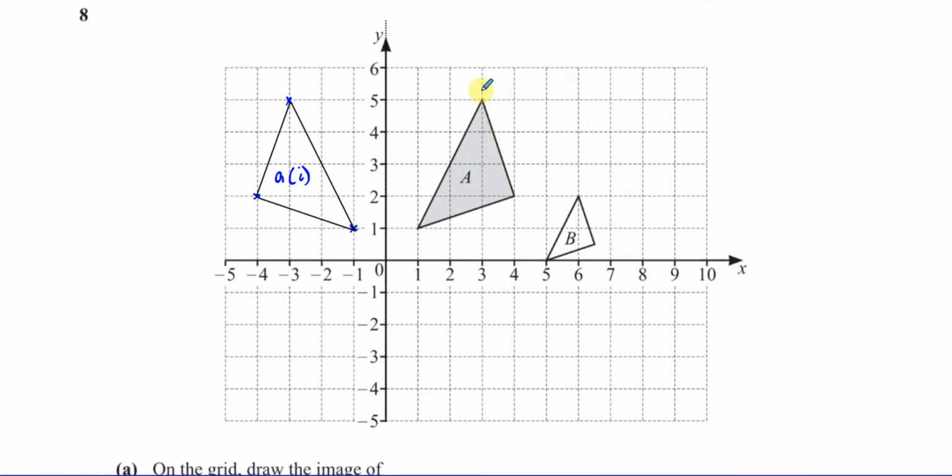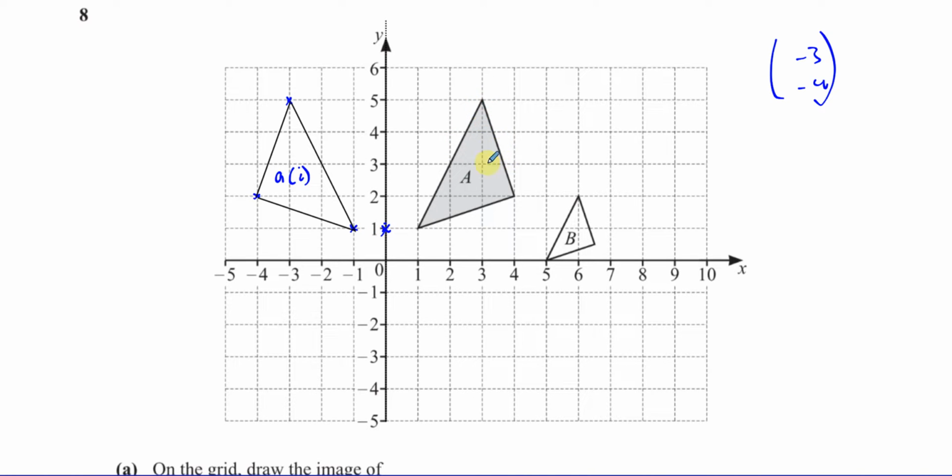So every point on A is moved 3 spaces to the left. -3, -4 is a vector. It means 3 spaces to the left and 4 spaces down. If this is positive, it means to the right. If this is positive, it means up. So every single point, this point for example, moves 3 spaces to the left and then 4 spaces down. So it's going to end up over here. That's going to be that top corner there.